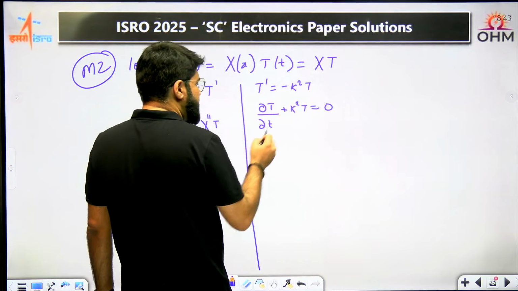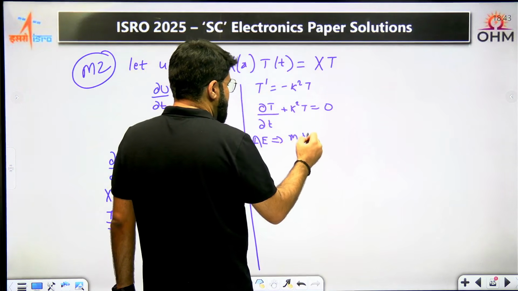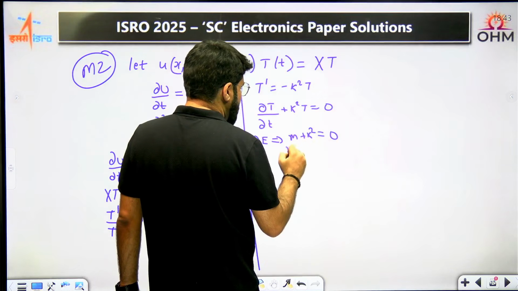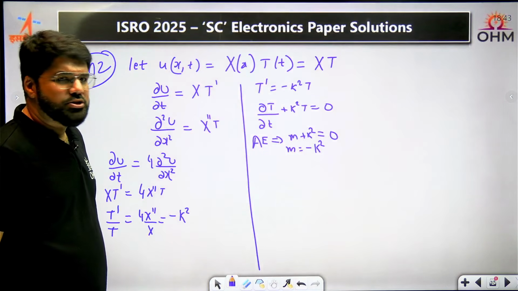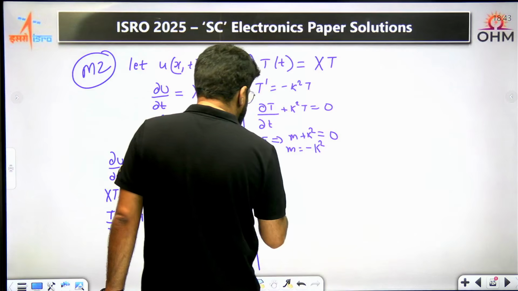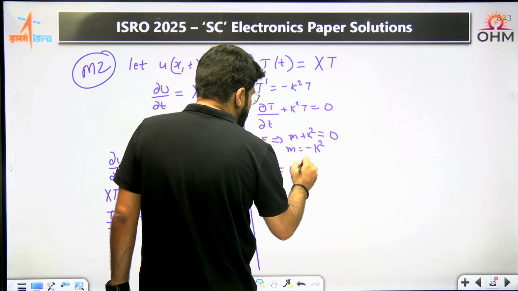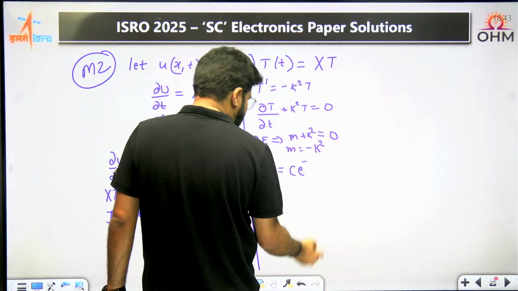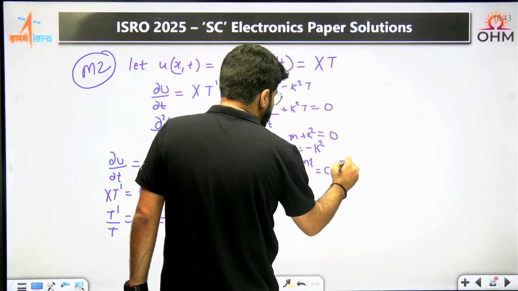When you write the auxiliary equation for this linear equation, it will be first derivative m, plus k square equal to 0. So the value of m is minus k square. Then what is the t function? It can be written as some constant c e power mt, it's a function of time. So c e power minus k square t.